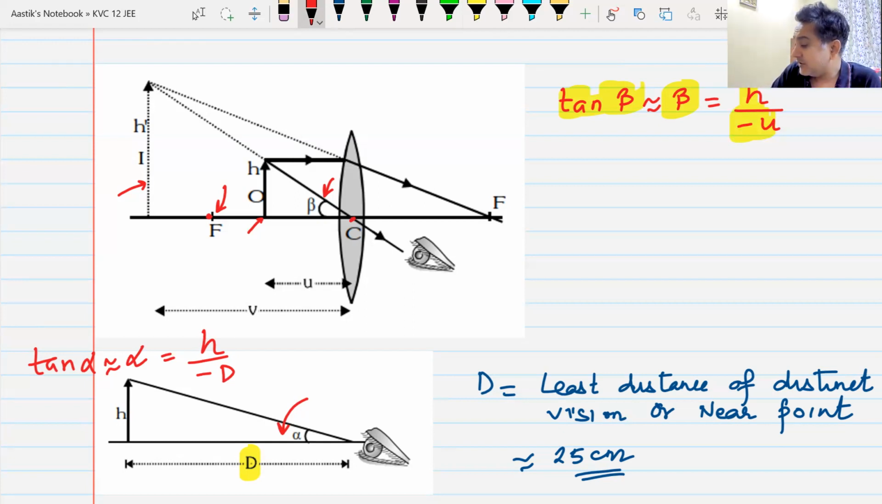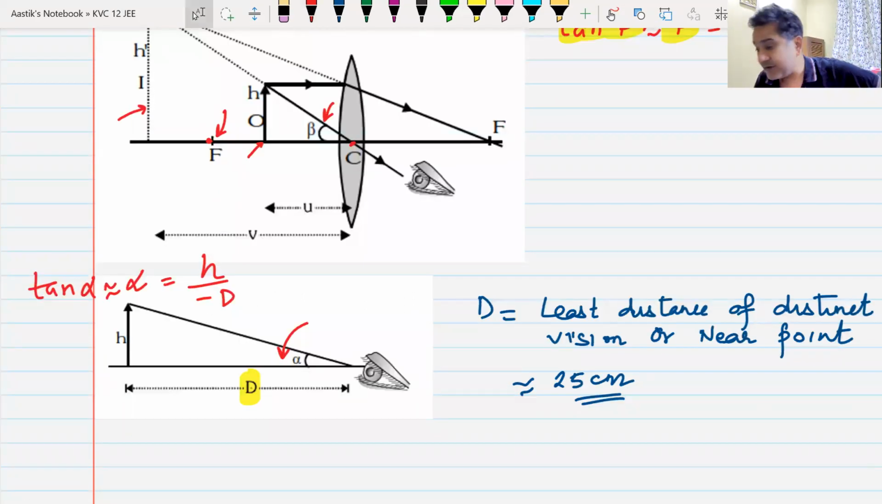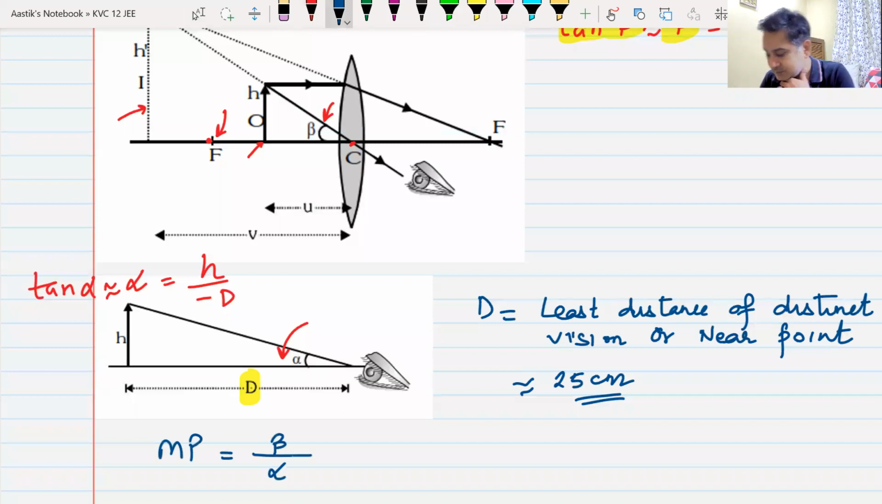Okay. Now, the magnifying power, and try to understand, for different instruments we might have magnifying power defined in a different way. For this simple microscope, the magnifying power, MP, or magnification, is defined by beta by alpha. Beta is the visual angle with the help of the instrument. Alpha is the angle without the help of the instrument.